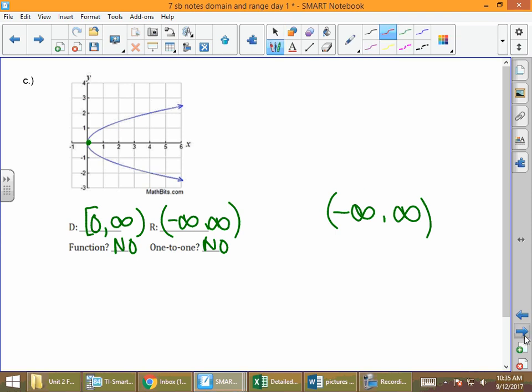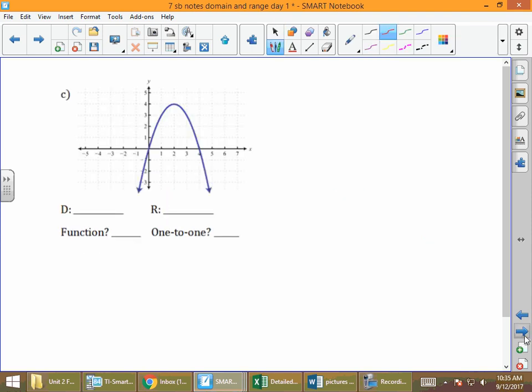Another letter C. Is this a function? It is. Is it one-to-one? No. We've got arrows on this graph, so once again, something probably is going to have that notation in it. Is it going to be the domain?